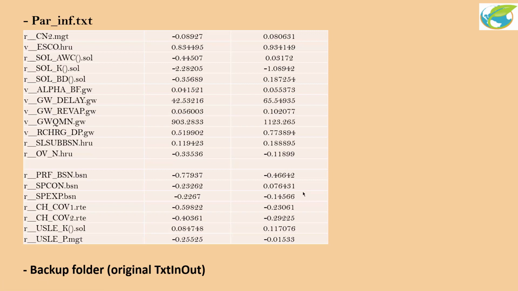Now, many people ask me after they go through SWATCUP, so where is my model? What is my model? Where is my SWAT model? And many people also still think that ArcSWAT is the SWAT model. But the point is that the SWAT model, after you calibrate your model, is the parameter information file, the parameters in here, plus the backup folder. The backup folder has your original TxtInOut, plus the parameters in the par file are your SWAT model that you can use for any future analysis.